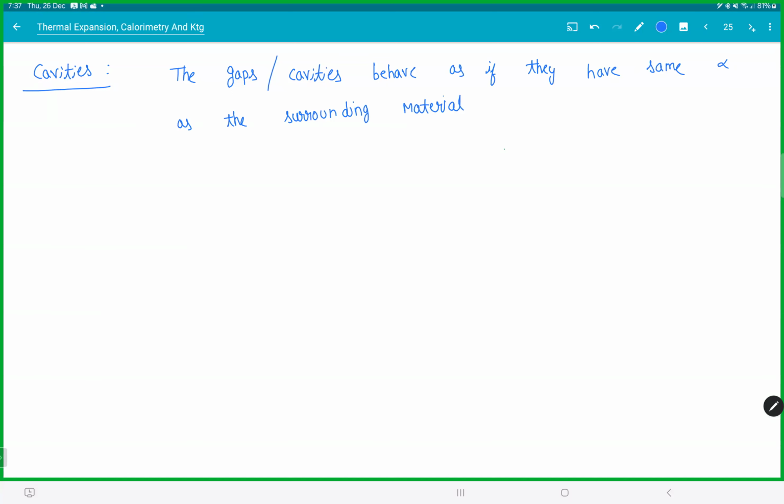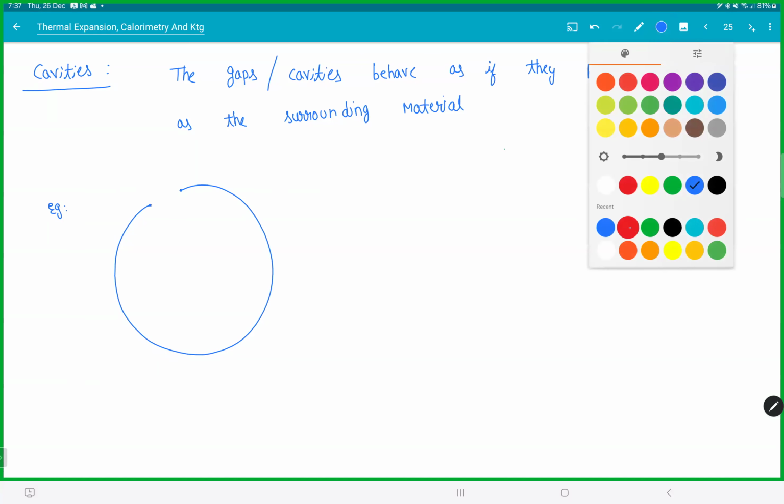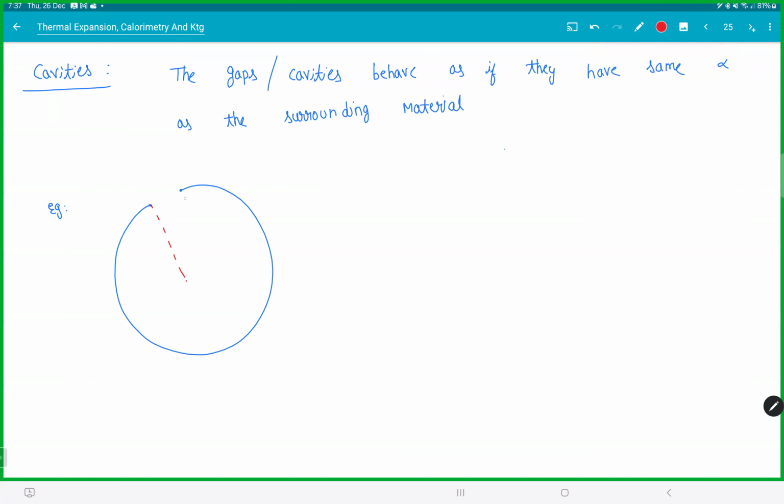What do you mean by that? Think of it like this. Let's say we have a ring with a small gap. Let d be the width of the gap, and this is the radius r and theta.